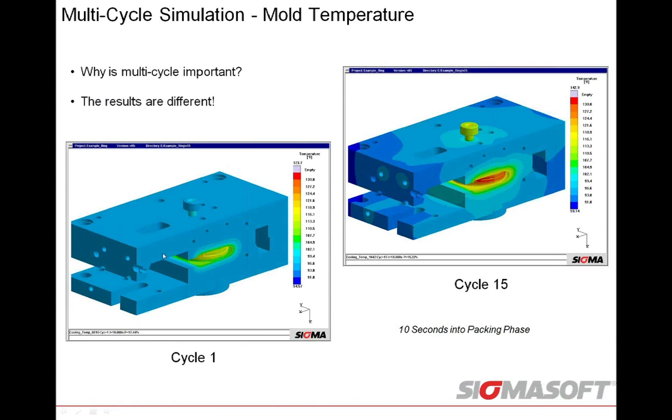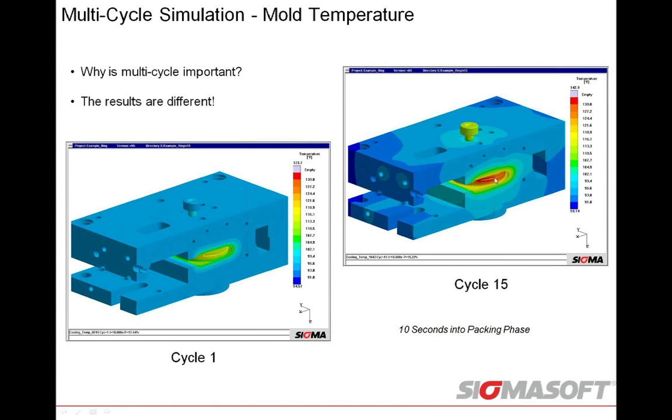Okay, if we look at cycle 1, all I've done here is turn on a few of my components. I have my A side, my B side, and you can see the temperature throughout the cavity. This is just after one cycle, so you can see the temperature distribution there, and I've used the same scale to be consistent.